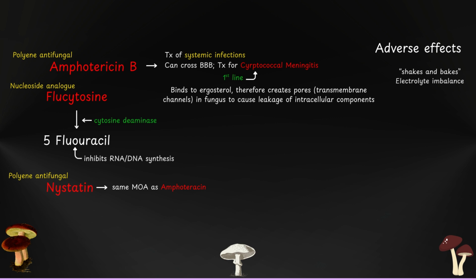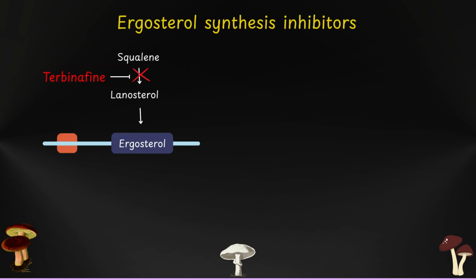Nystatin works in exactly the same way as amphotericin. The fourth of the agents is terbinafine. Terbinafine essentially will prevent the formation of ergosterol. Again, as mentioned, ergosterol is part of the cell membrane itself, but the step at which this intercedes is the conversion of squalene to lanosterol. So it inhibits squalene being converted to lanosterol and ultimately ergosterol.